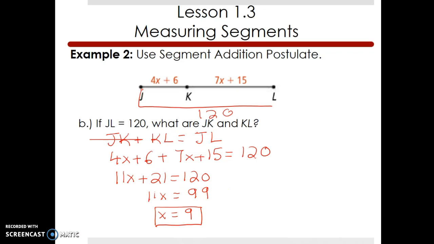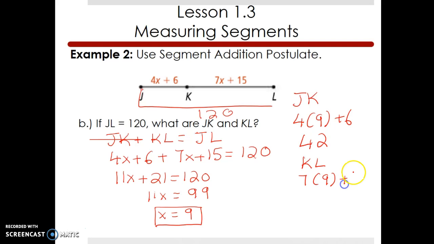Again, it's not asking me for what x equals. It's asking me for JK and KL. So again, I'm going to plug it back in. JK is 4 times 9 plus 6, which gives me 42. And then KL is 7 times 9 plus 15, and that gives me 78.